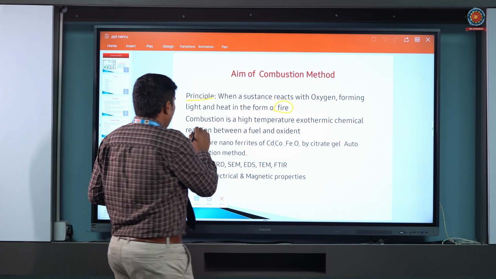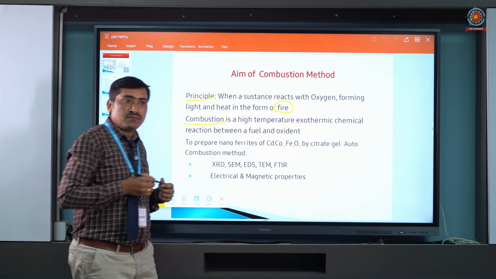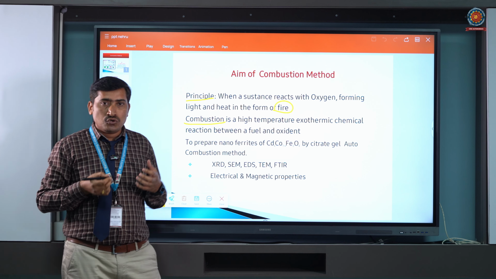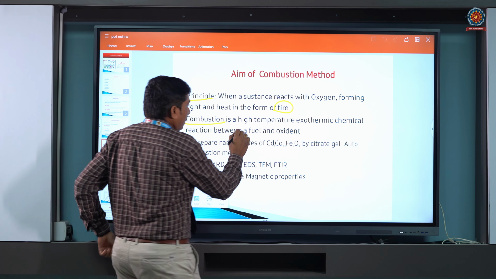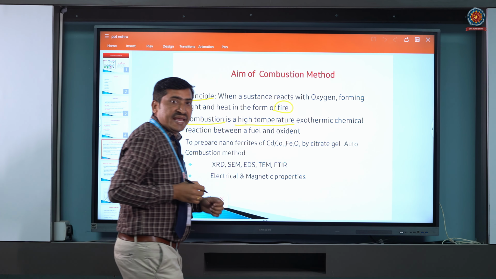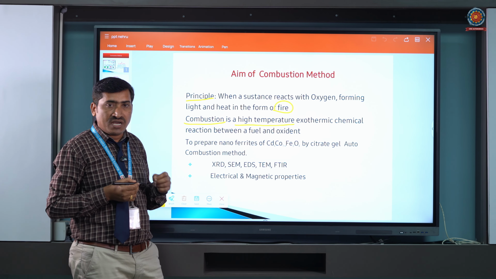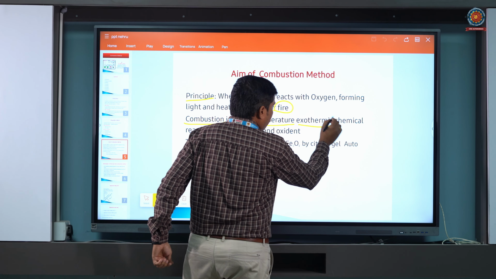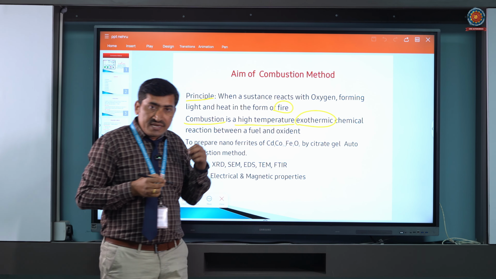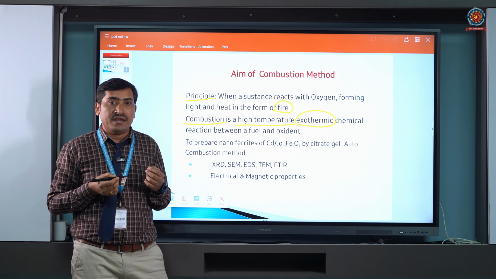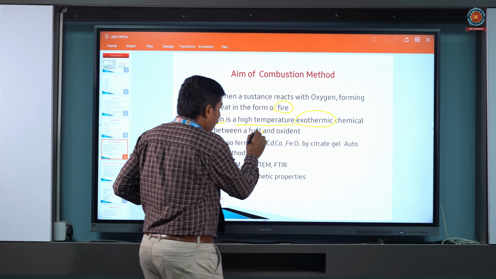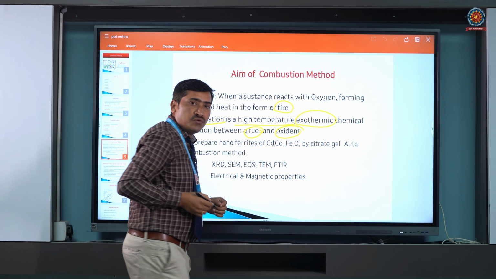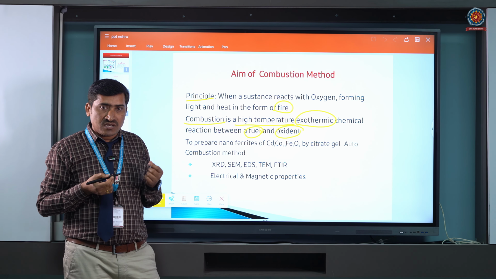Next, what is the definition of combustion? We already discussed combustion, but what is its definition? It is a high temperature exothermic reaction. What is the meaning of exothermic? It releases heat. And it is a chemical reaction between fuel and oxidant. So this is the process of combustion.